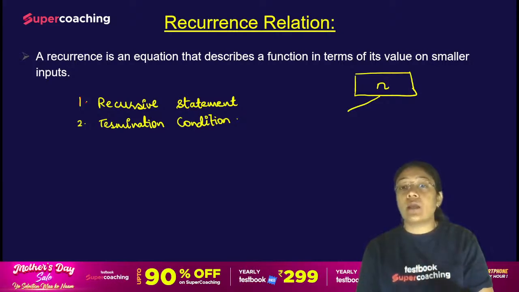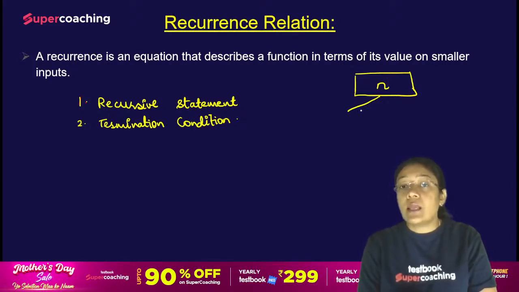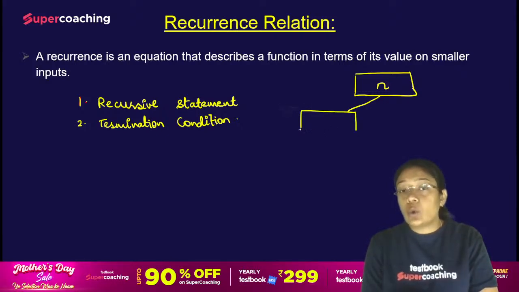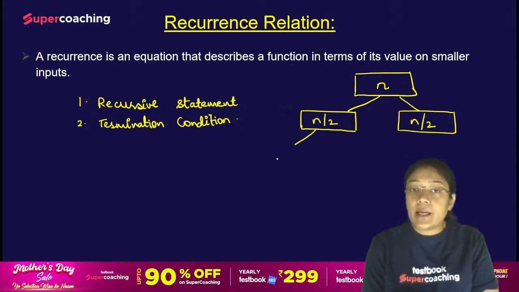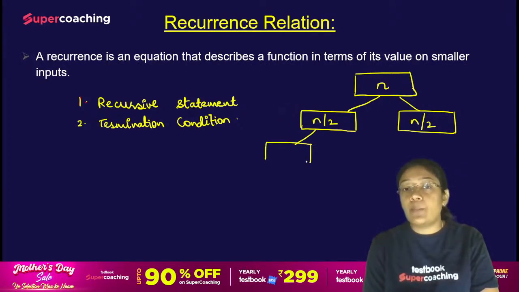Same goes here. If n is a large number, then we are going to divide this into two parts. If there are 100 elements in total, one part will have 50 elements and the other part will also have 50 elements. So basically it comes out to be n by 2. Now again, 50 elements is still a large problem, so again I'll be dividing this into two equal parts.